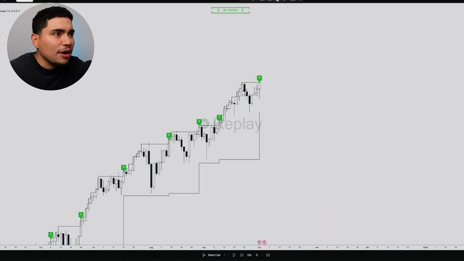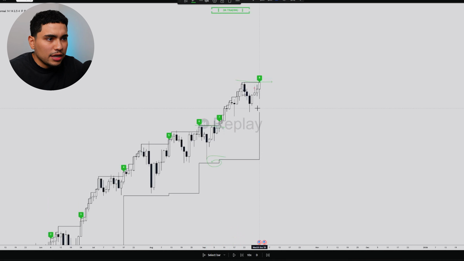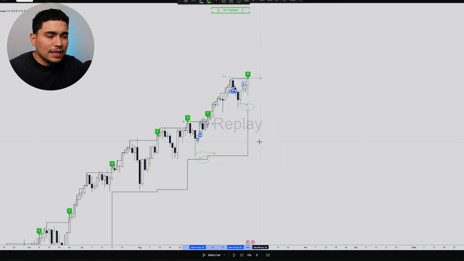But let's start charting out this daily chart on ES. Breaks to the upside, breaks to the upside, higher highs being created and higher lows being created, so that makes the daily a bullish chart.